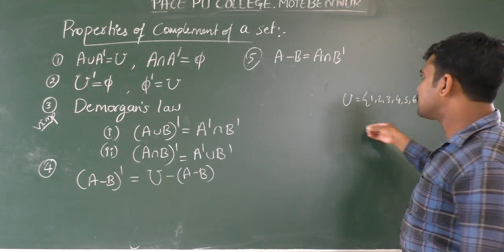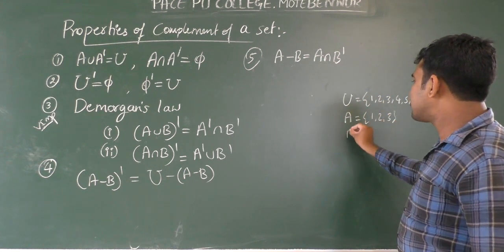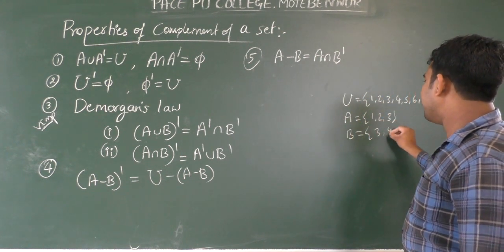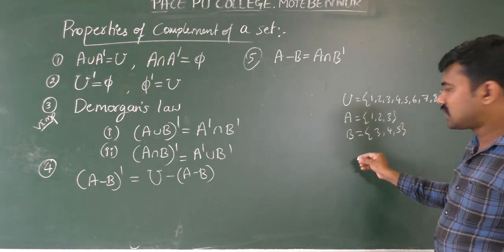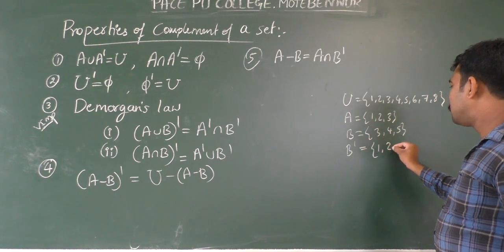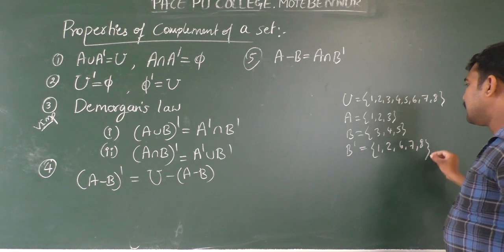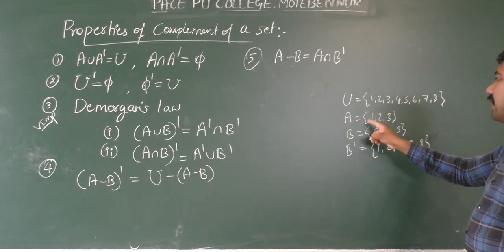Okay, same example. I consider A is equal to the set of all 1, 2, 3 and B is equal to the set of all 3, 4, 5. Now what is B dash? B dash is the set of all 1, 2, 3, 4, 5 you have here, 6, 7, 8. Isn't it? Now what is A minus B?